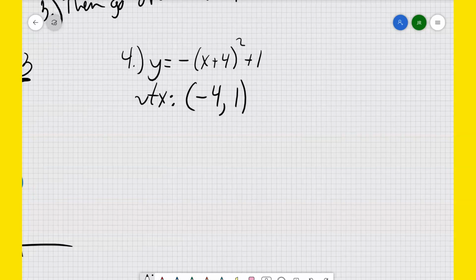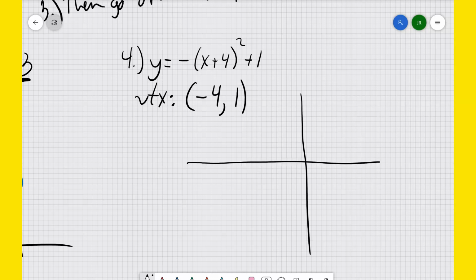Go ahead and put my vertex. Here is my vertex, negative 4, 1. From there, do I have an A? Yes, I have an A. What is my A? My A is right here. It's that negative sign, but that negative sign kind of means what? A is negative 1. It's understood to be, that negative sign means an understood negative 1.